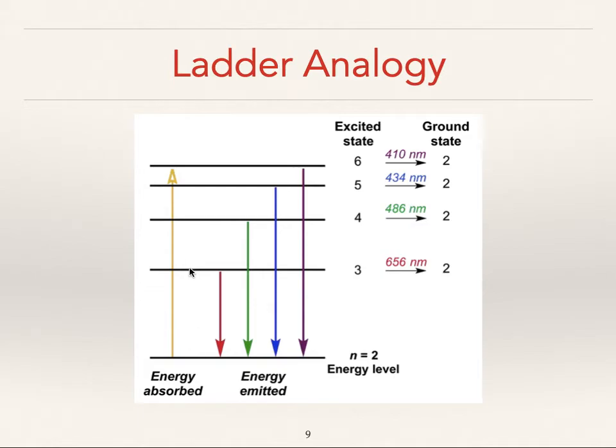The first rung is the tallest, and then each rung after that gets a little bit shorter. If we kept on going, they get closer and closer together until they're all right on top of each other. We don't build ladders that way, but we still call it the ladder analogy. Next thing, energy absorbed is always bumping electrons up to higher energy levels.